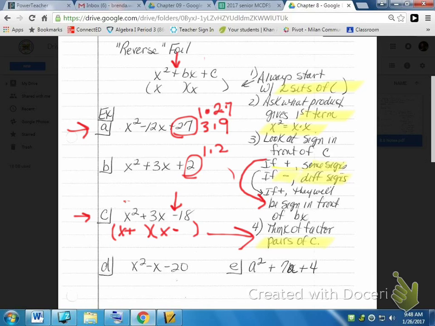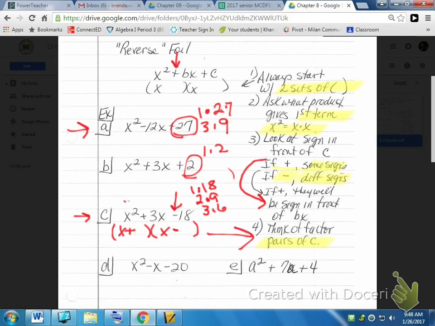Now, think of factor pairs of C. Here we go. 18 is going to have a few more. I definitely start with 1 times 18. And then I would go 2 times 9. Okay, is there any more? 3 and 6. Any more? Nope, not 4 times 4. That's it. We're good.